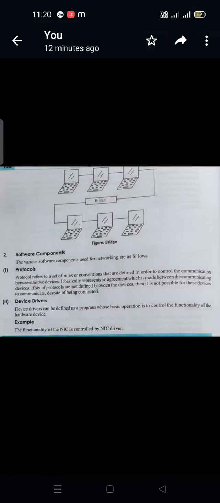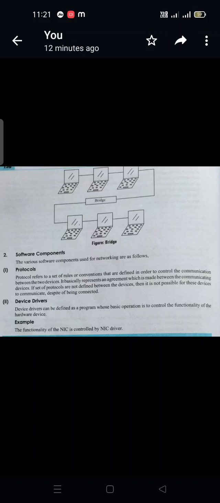Next we will see software components. For data transmission, software components are also needed, that is protocols and device drivers. A protocol is a set of rules or conventions defined in order to control the communication between two devices: how the data has to be transferred, and to which system it has to be transmitted. All the details are maintained using these protocols. It basically represents an agreement made between the communicating devices. If a set of protocols is not defined between the devices, they cannot communicate despite being connected.